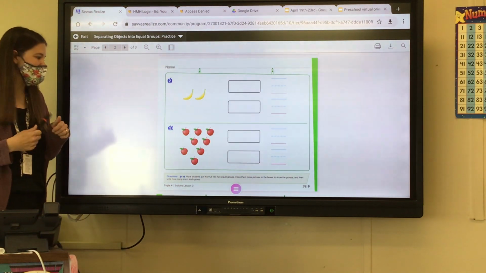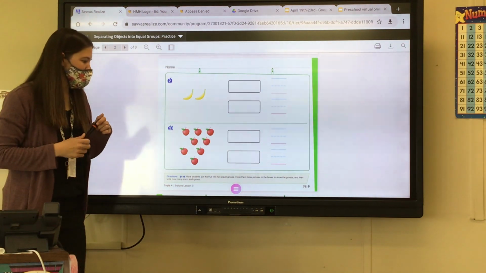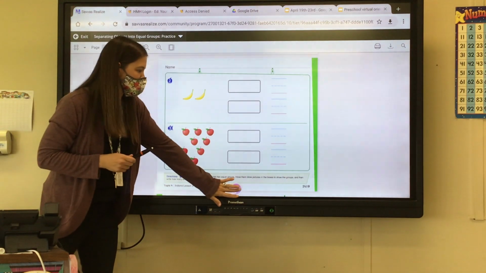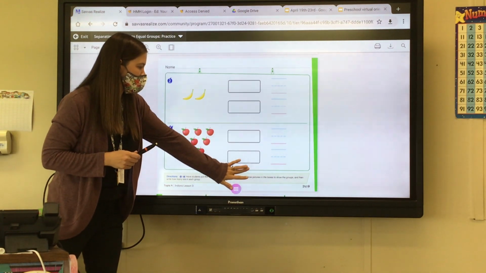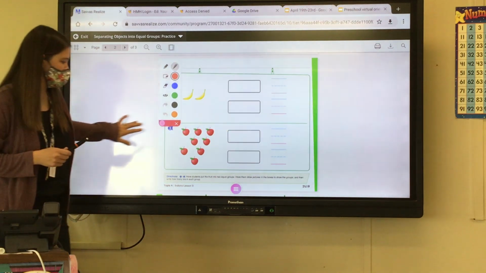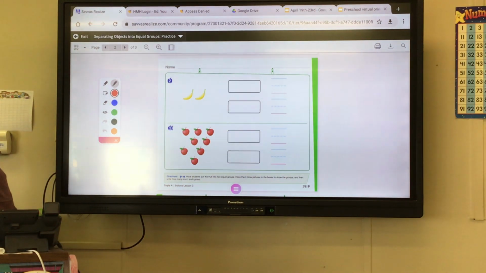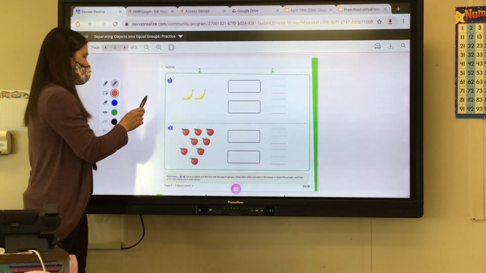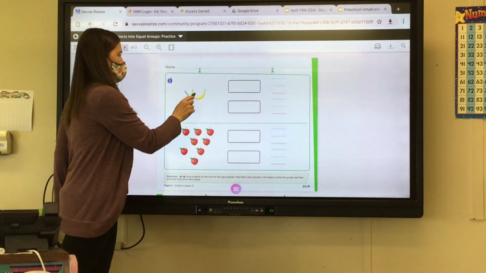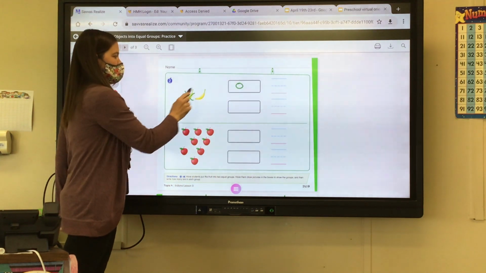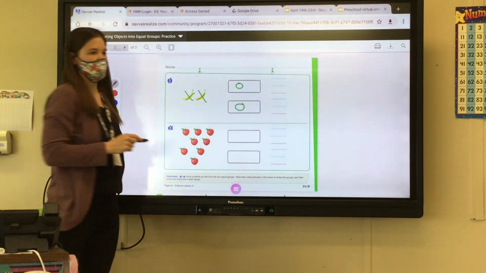Alright, let's look at the banana. Put the banana into 2 equal groups and draw a picture in the box to show the groups and then write how many are in that group. Alright, we're just going to draw like counters or circles for each banana. Okay, so here's one banana. We're going to draw a circle up here. Here's another banana. We're going to draw a circle down here.